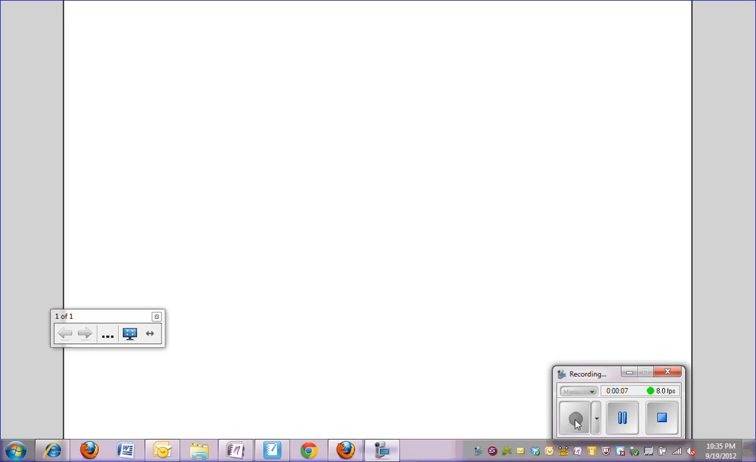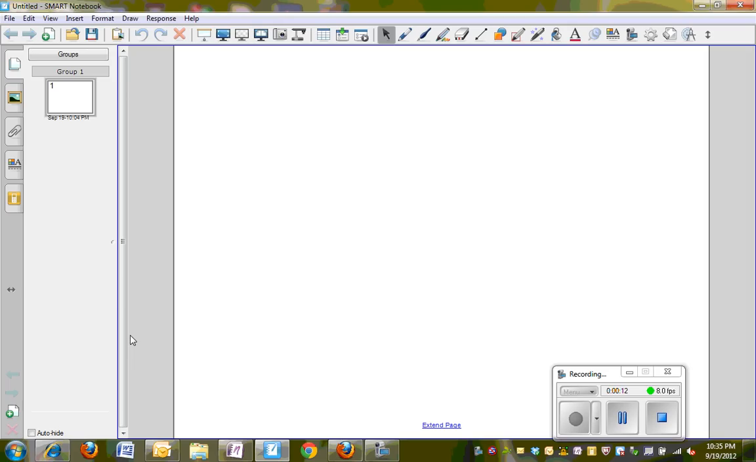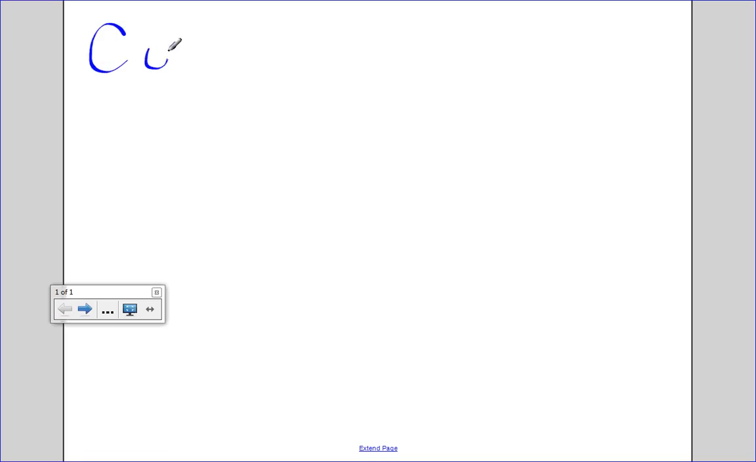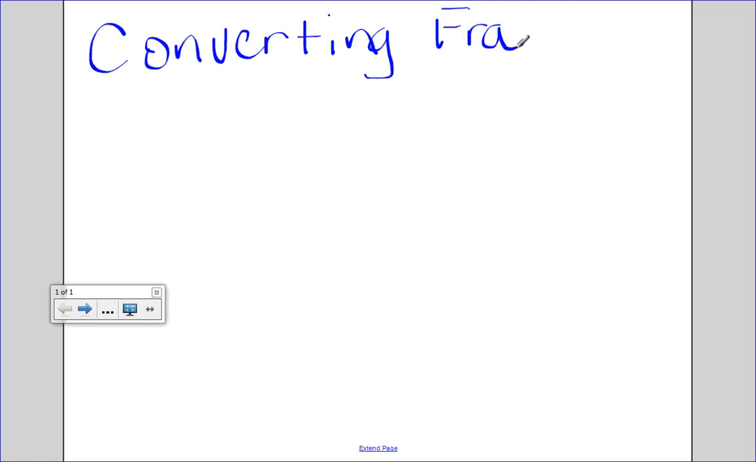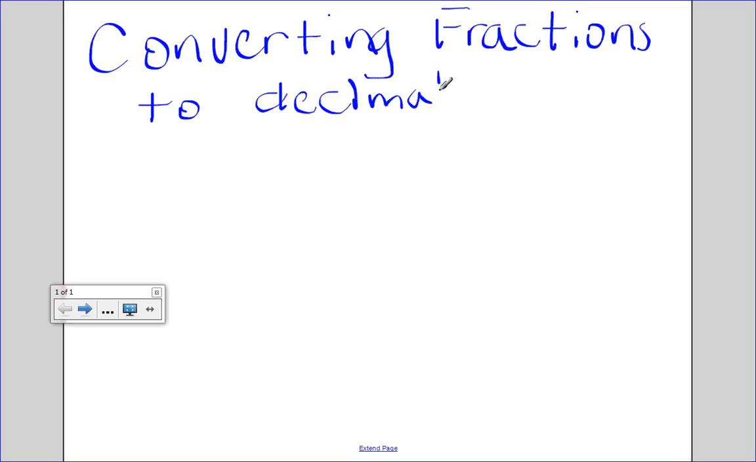Today we're going to be talking about converting fractions to decimals. Okay, so I'd like you to write that down for me. Converting fractions to decimals. And you'll have to excuse my writing because it's kind of hard to write on here.